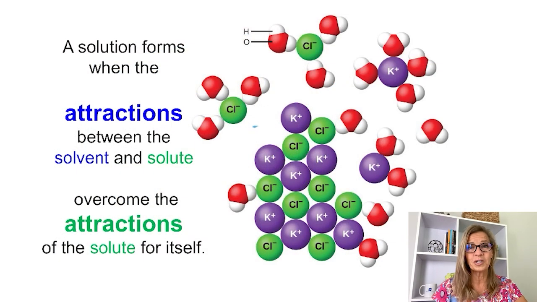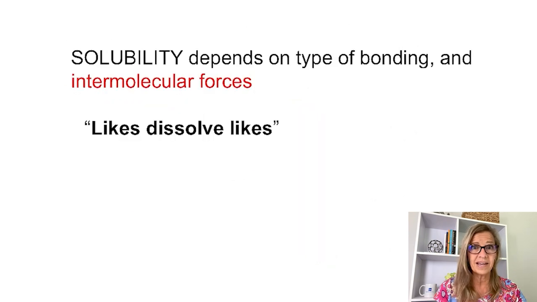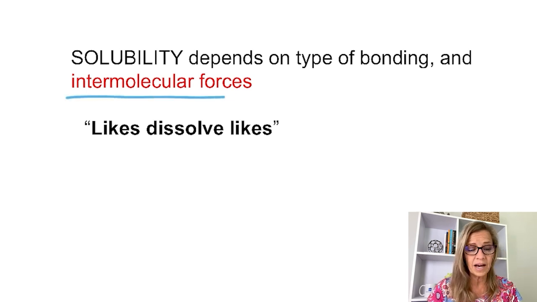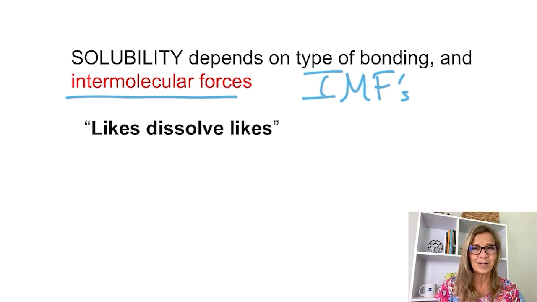So remember this little picture, we talked about solvents and how they dissolve solutes. It's when these attractions between the solvent and the solute are greater than the solute-solute attractions. If the solute is attracting the other solute particles with a greater force than the solvent can, it will stay together and it would be insoluble. So solubility, or how much dissolves in a given amount of solvent, depends on the bonding type and intermolecular forces. We spent a lot of time identifying intermolecular forces, and this is where it's going to pay off.